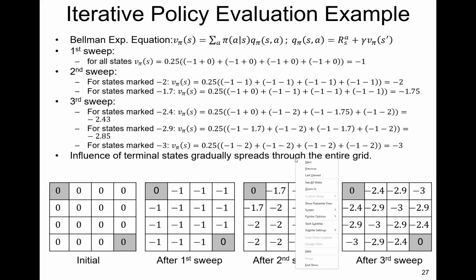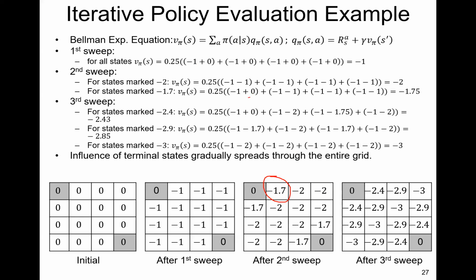say, this state. If you move left, you get a reward of 0. If you move up, down, or right, you get -1 for the next state v s prime. So if you sum up, you get -1.75, which is approximately -1.7. As you can see, these 4 states now have a new value function of -1.7 due to the influence from the terminal states, 0.